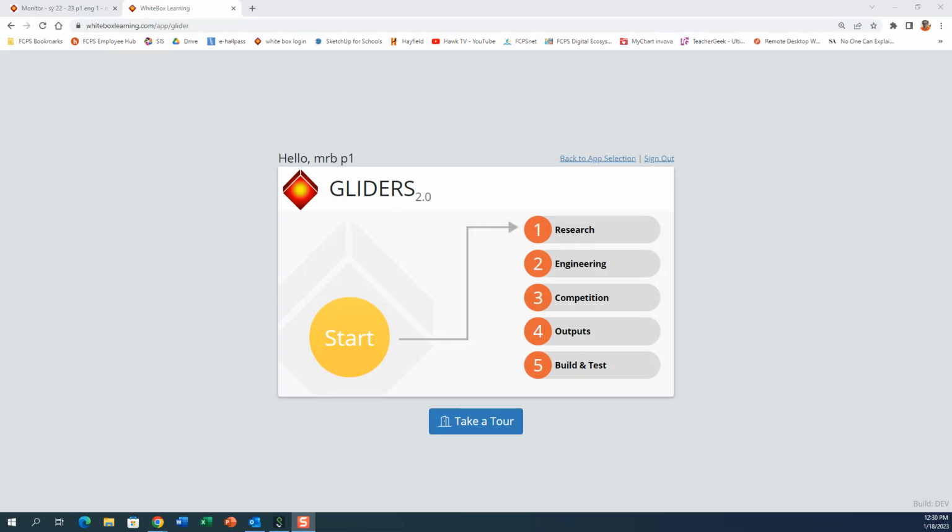I am the middle school engineering teacher, and this video is about engineering your glider in the Whitebox learning application. I am going to walk you through and show you exactly how to get just kind of a base design working, and let's just get started.